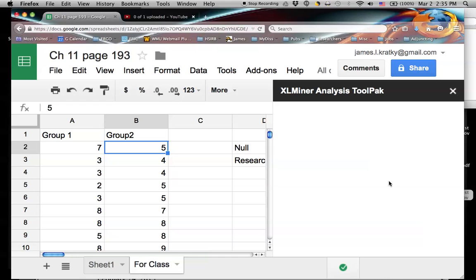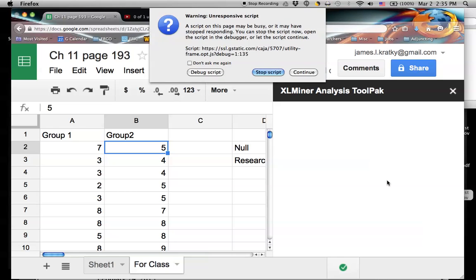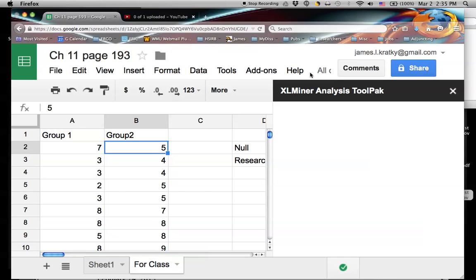Just like with the M&M data, we're going to be running the t-test for, I believe it's for independence, and this is with unequal variances. As soon as this opens up for us here.